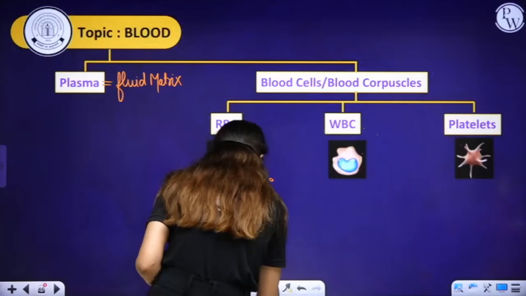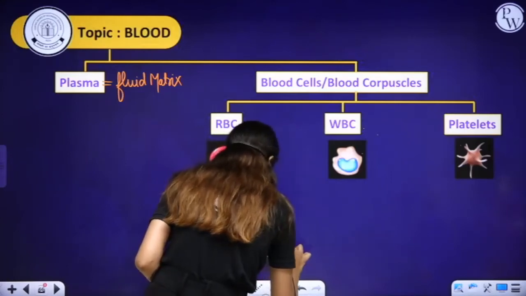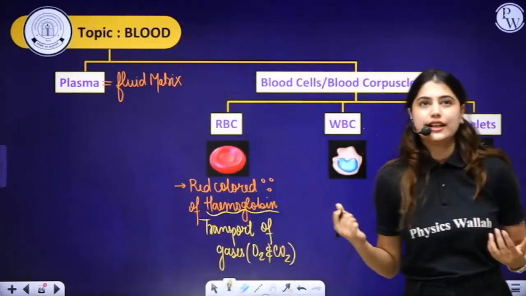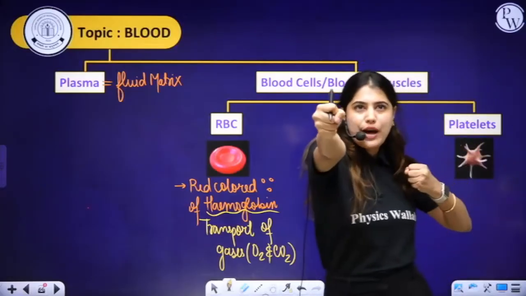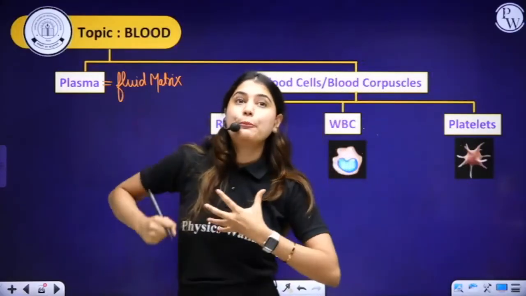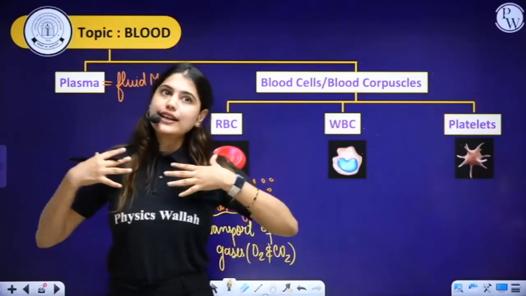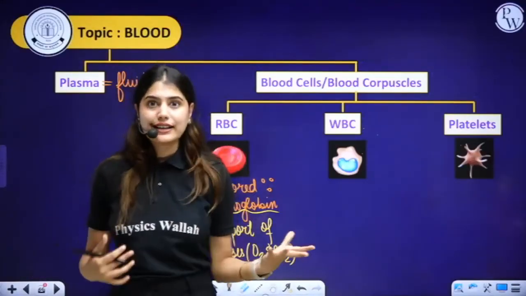That is oxygen and CO2. Now what about the WBC? WBC are like soldiers of our body. What do soldiers do? They protect us from our enemies. Who are the enemy of my body? Yes, the bacteria, the virus.